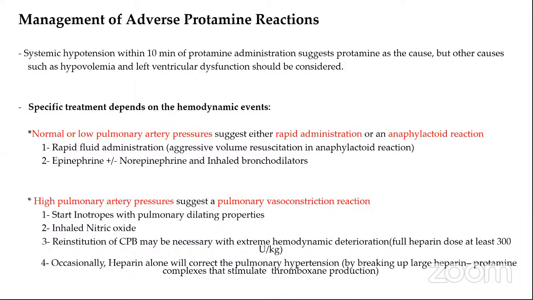If these two lines of management are not helping you, you can reinstitute the CPB again in case of very extreme hemodynamic deterioration. And for this, you need to give obviously a full heparin dose, around 300 units per kilo minimum. And sometimes when you give the full heparin dose, like 300 units per kg, this heparin alone occasionally corrects the pulmonary hypertension that resulted from protamine. And this is because of breaking up the large heparin-protamine complex, which stimulates the thromboxane production, which is the cause of pulmonary vasoconstriction in the first place.